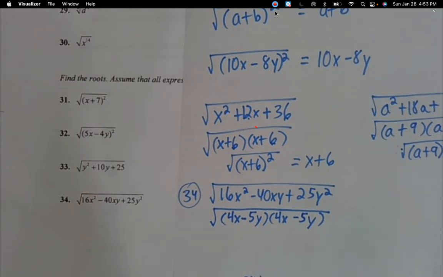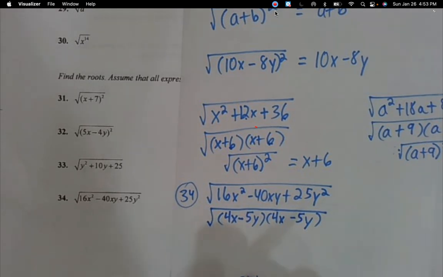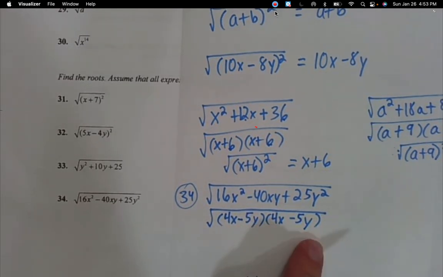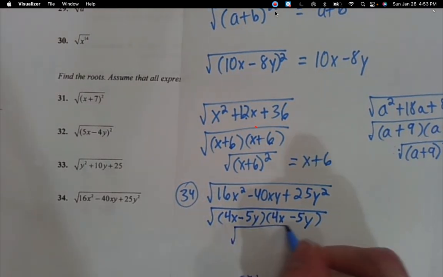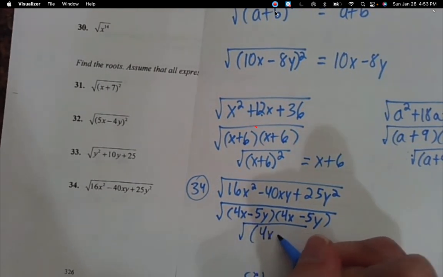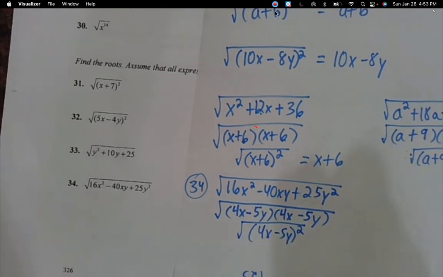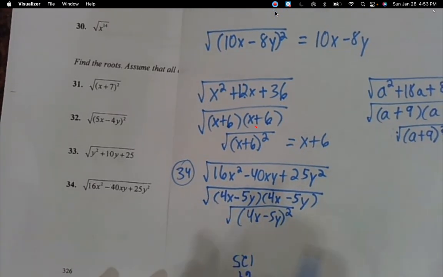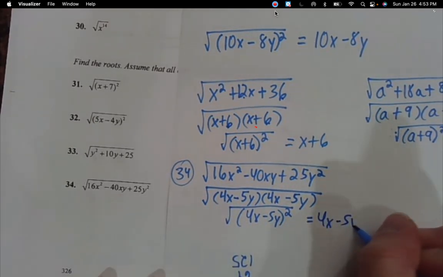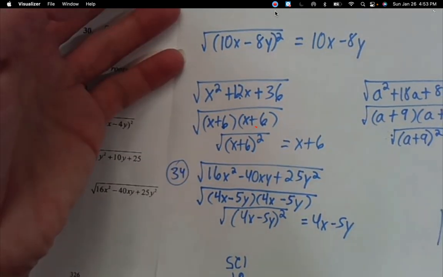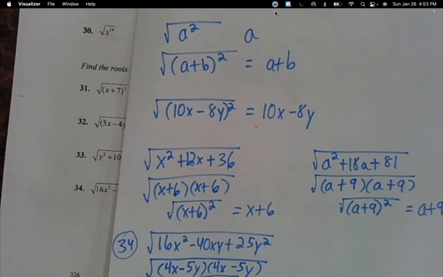Okay, this one, there was a shortcut, and I don't think we ever went over it. But I promise if you FOILed this out, you would get negative 40xy in the middle. So what happens is you get 4x minus 5y squared. Again, we have 2 of those. So what is the square root of 4x minus 5y squared? Your square root and your square cancel out, and it's 4x minus 5y. So you're going to write that on the line over there. So that's your first page.